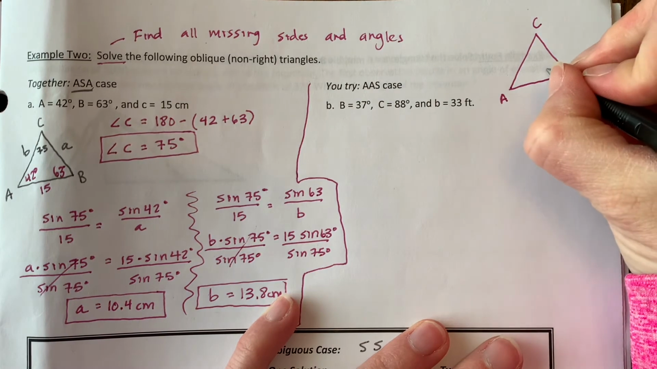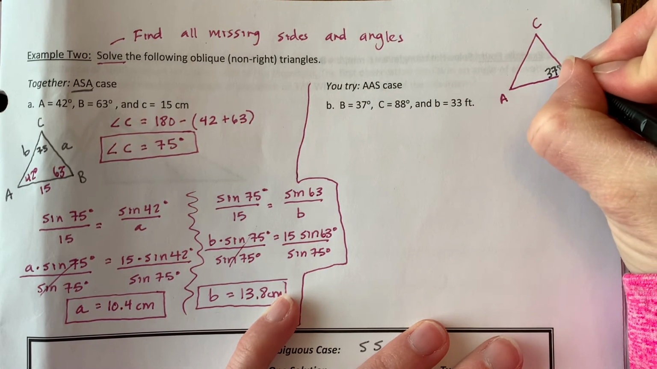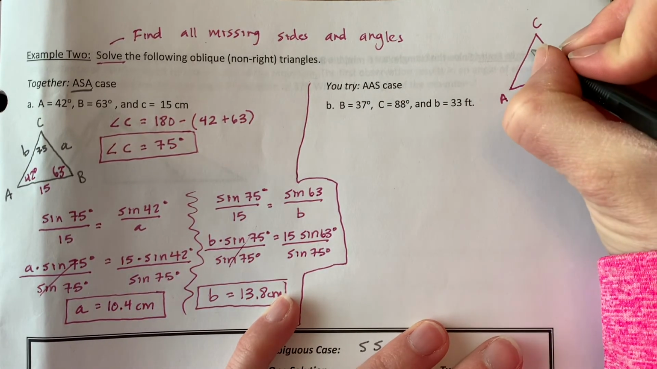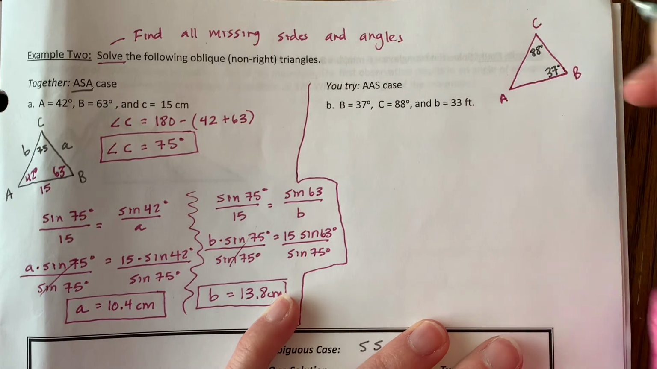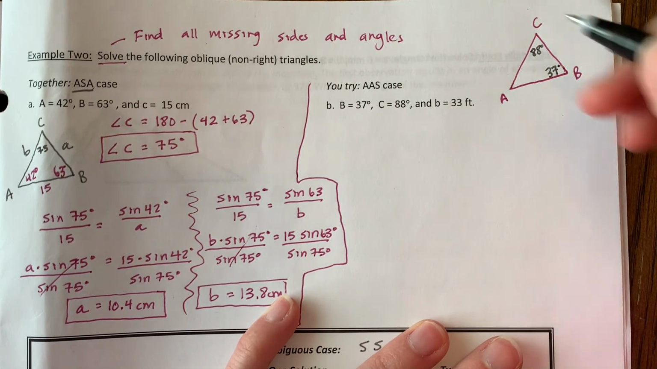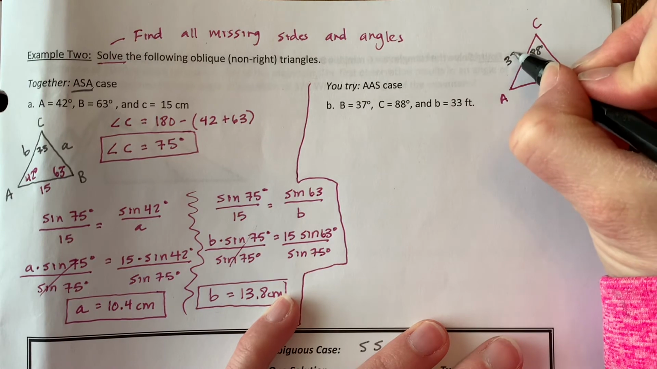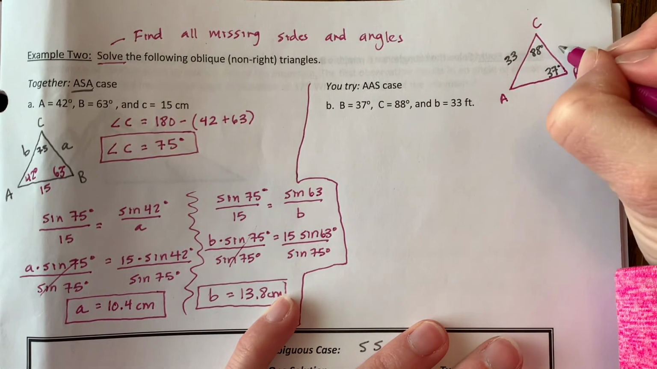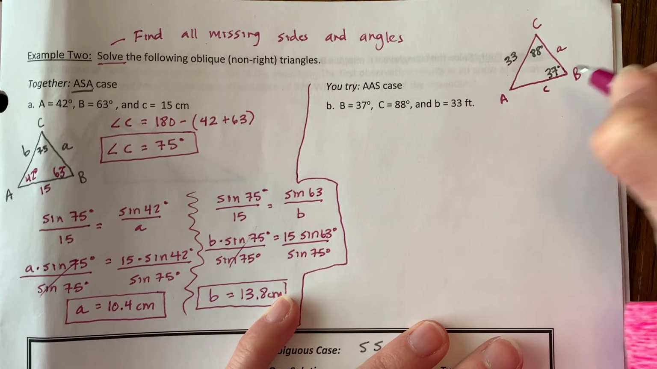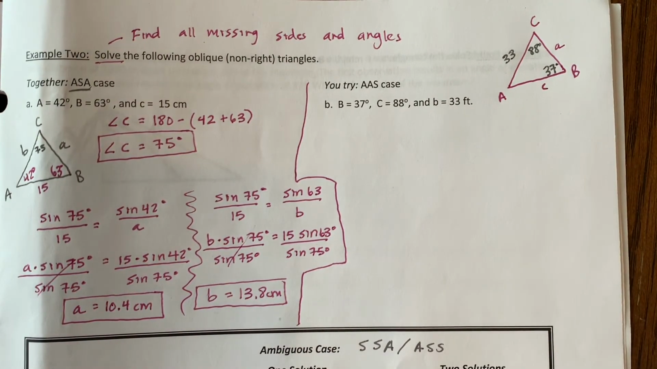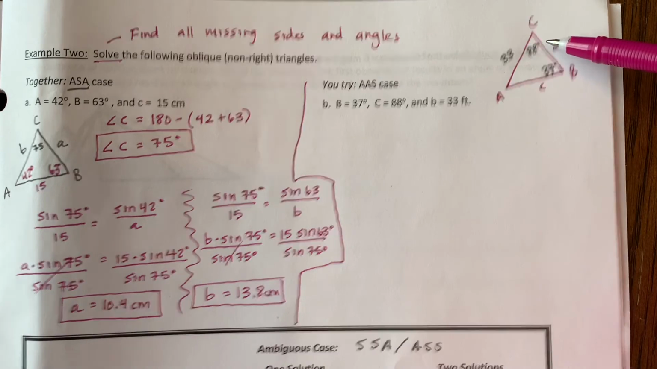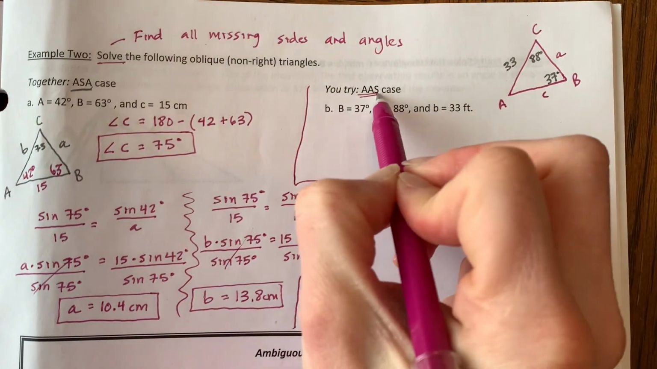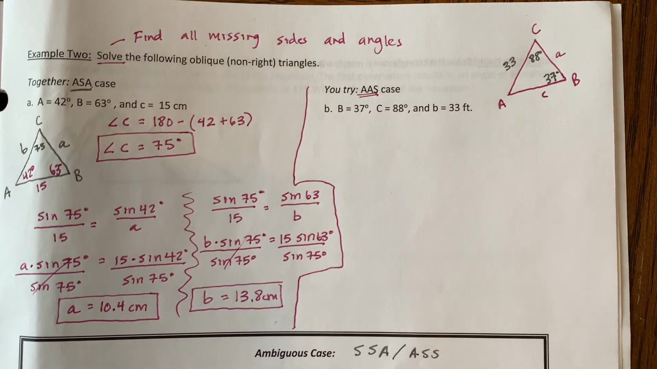Angle B is 37 degrees. Angle C is 88 degrees. Side B is 33 feet, which means I need to find side A. I need to find side C, and I need to find angle A. Notice this is angle, side. When given this combination of sides and angles, I can use the law of sines.